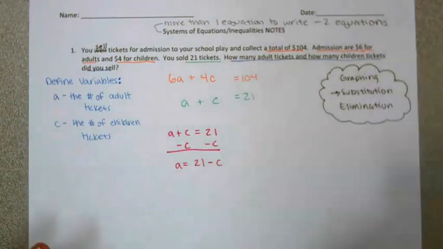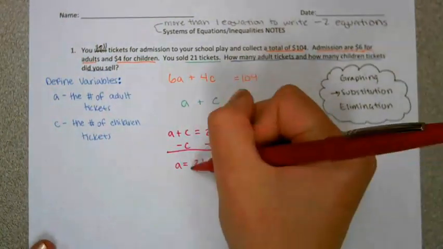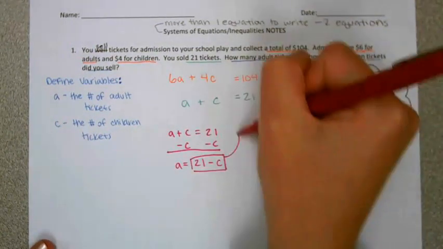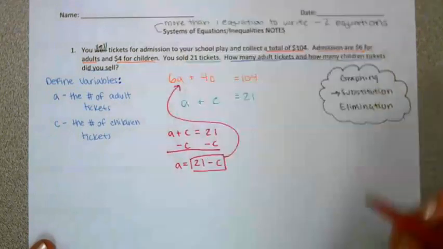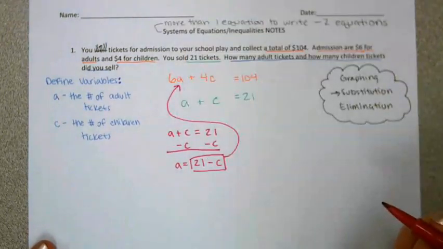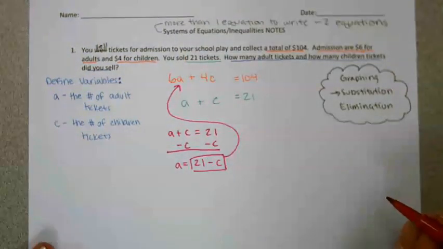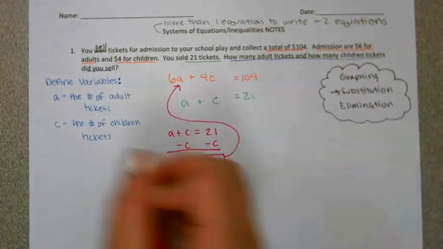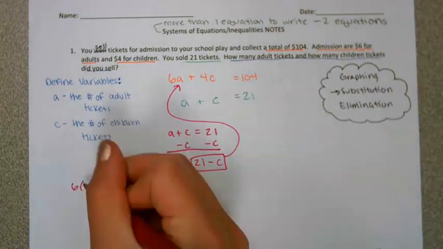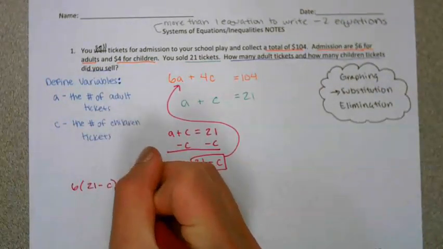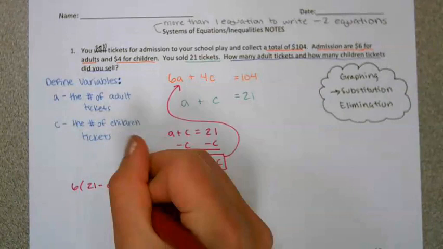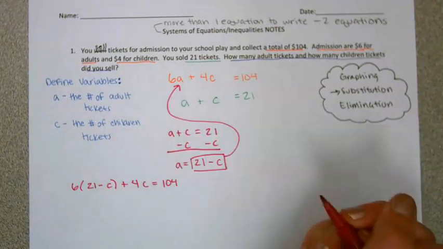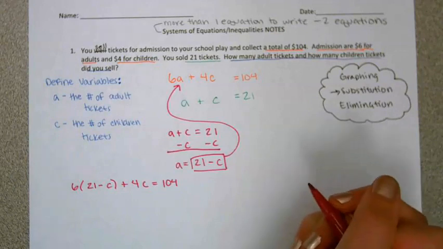Now that I know what this a value is, I can take that whole chunk and put it in for the a value in the other equation, rewrite the equation, and then I'm only going to have c's, which I can solve for. So what this will look like is 6 times the quantity 21 minus c, the whole thing goes in for a, plus 4c is equal to 104. And then I can solve this to get the c by itself.